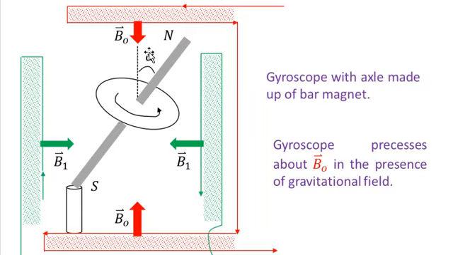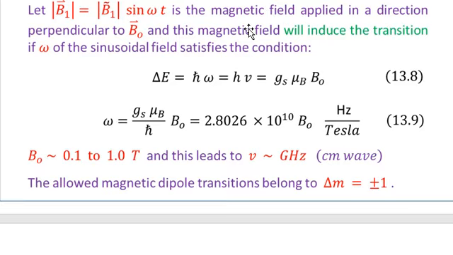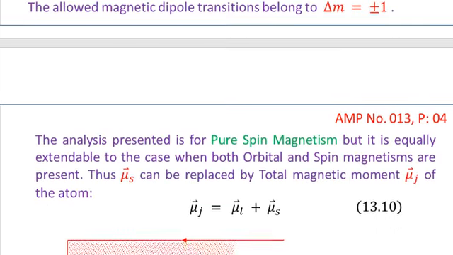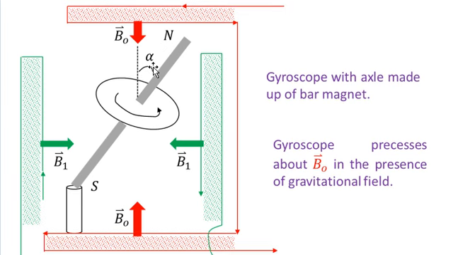But there is one condition that is required to match, and that condition is that the angular frequency omega of the magnetic field B1 should satisfy the condition given in equation number 9. That is, omega, which is the angular frequency of the magnetic field B1, should be equal to Gs into mu B over H bar into B naught. So when this condition is satisfied by the magnetic field B1, then by changing the magnitude of B1, you can change the magnitude of alpha.